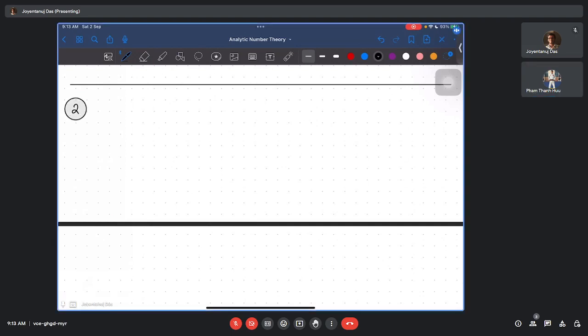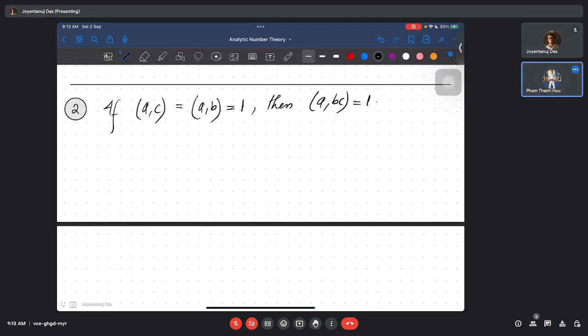So next one is, suppose you have GCD of A and C, and A and B both are one. Then the GCD of A and BC is also one. How will you show that?